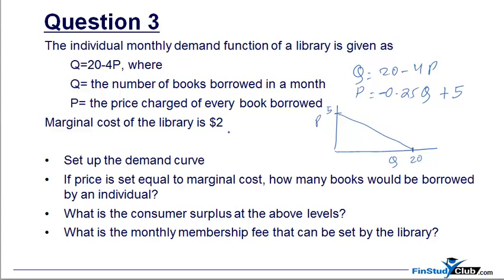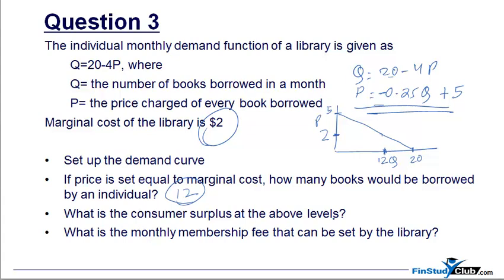Now, so we've done this. So set up the demand curve. Well, this is the demand curve equation. If the price is set equal to marginal cost, how many books would be borrowed by an individual? Now the marginal cost is $2. So if I take P as 2, 4 into 2, 8, 20 minus 8 becomes 12. So the quantity, the number of books that would be borrowed will be 12, because that's the value of Q when P is equal to 2. Okay, so 20 minus 4 into 2 makes it 12. So which basically means that if I set the price at $2, my quantity demanded would be somewhere over here, which is 12.